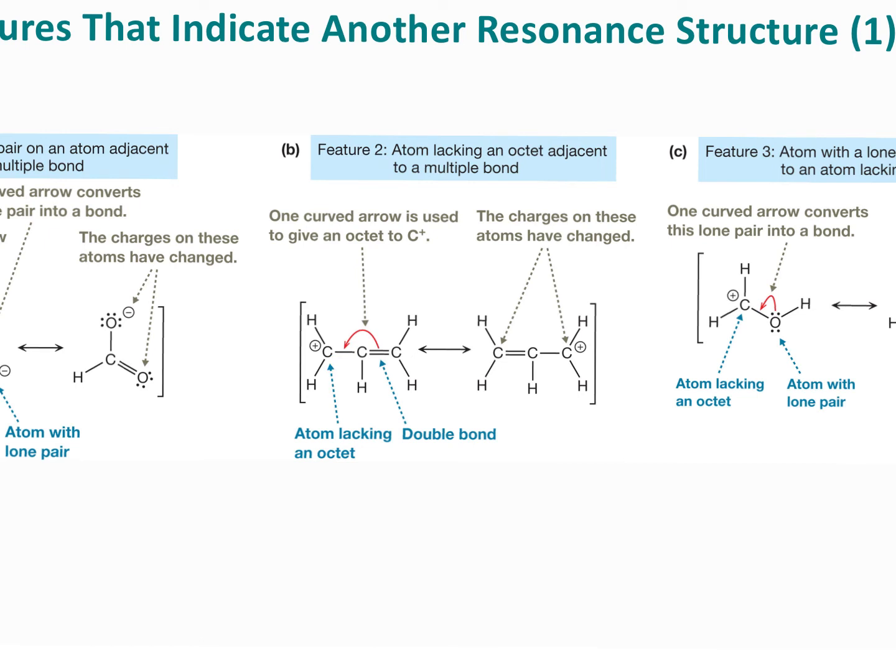Now, again, look at the trend of formal charges. When an atom is initially lacking an octet and it gains an octet, the formal charge becomes more negative by one, right? So it was plus here and now it's neutral. Notice that when the opposite happens, right? We had an octet and now we don't have an octet, we're gonna become more positive, okay?